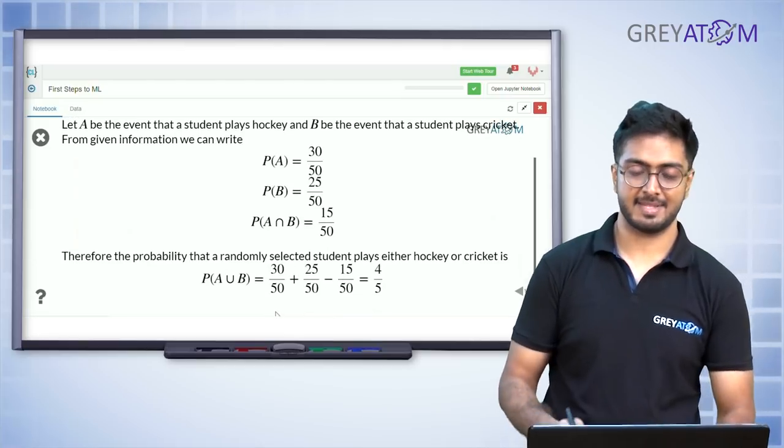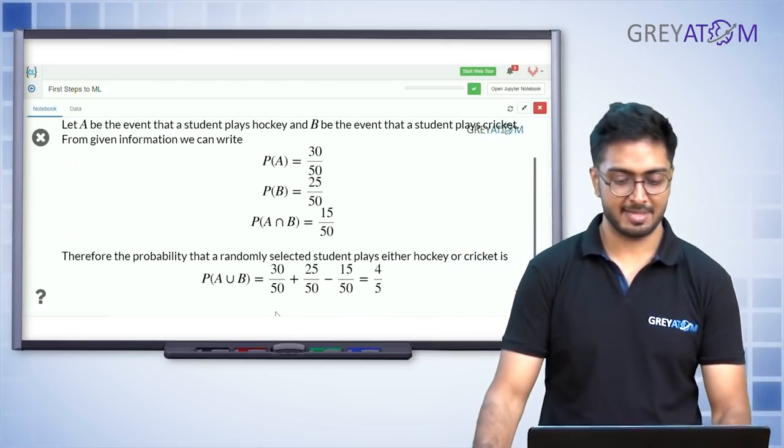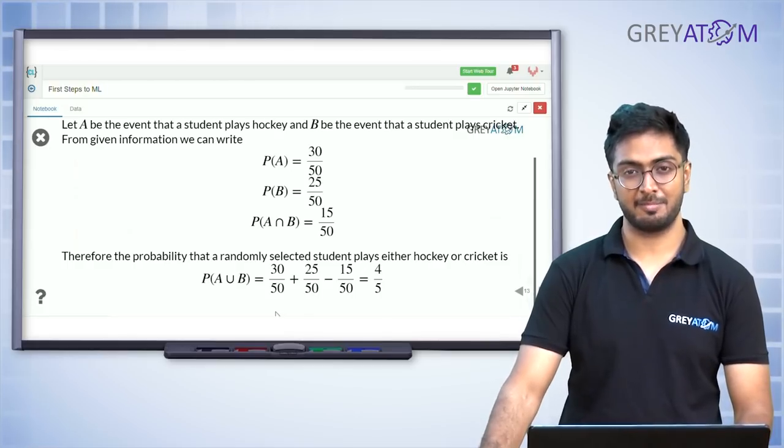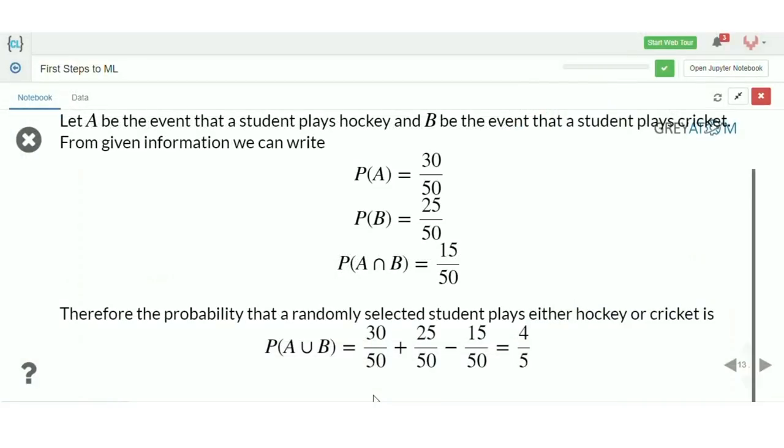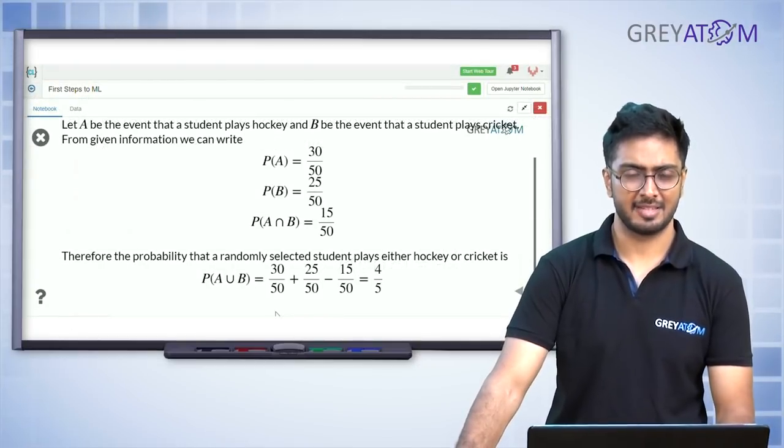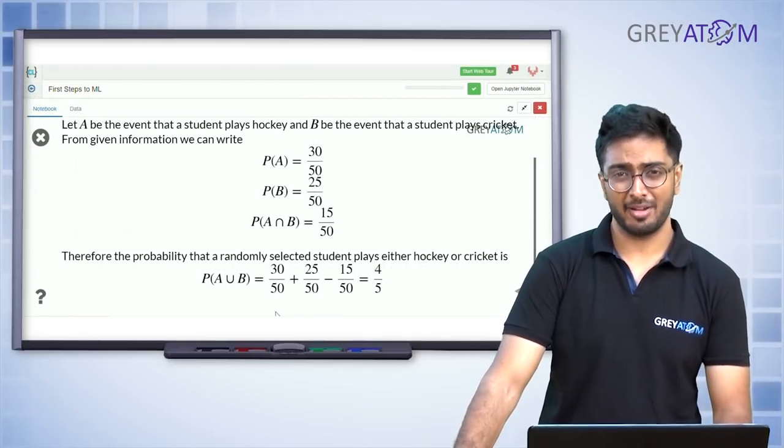So A is the event that a student plays hockey and B is the event that a student plays cricket. Probability of A is 30 out of 50. Probability of B is 25 out of 50. And probability of A intersection B, which is both cricket and hockey, is 15 out of 50. Therefore the probability that a randomly selected student plays either hockey or cricket is 30 by 50 plus 25 by 50 minus 15 by 50. That comes out to be 40 by 50, so that is 4 by 5. So there's an 80% probability that a student plays either hockey or cricket, right?